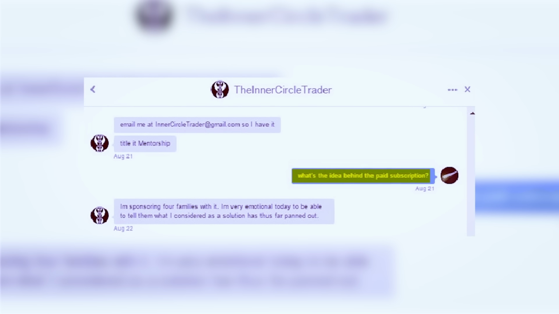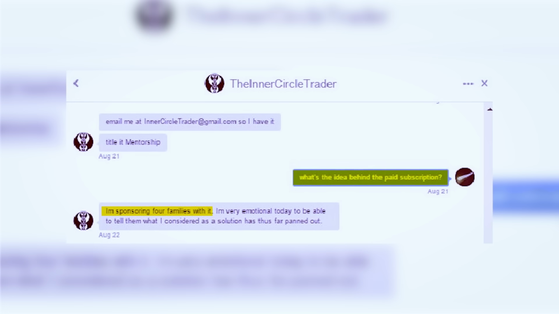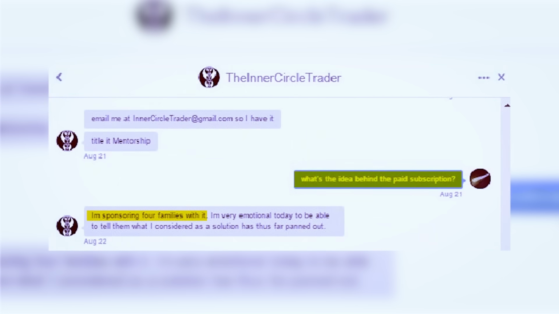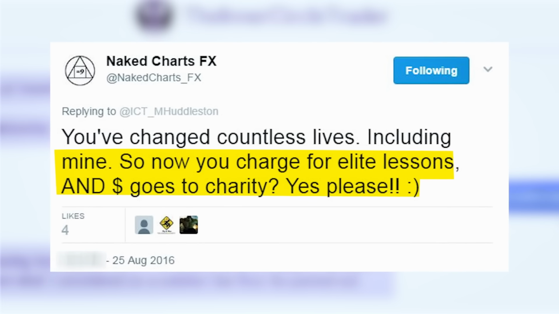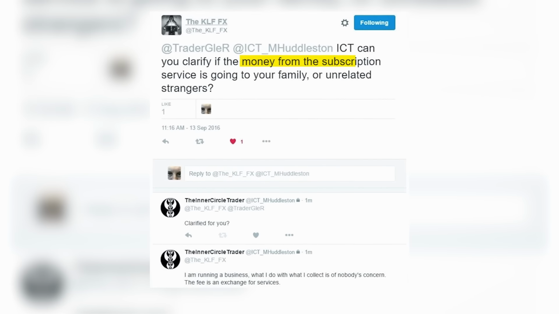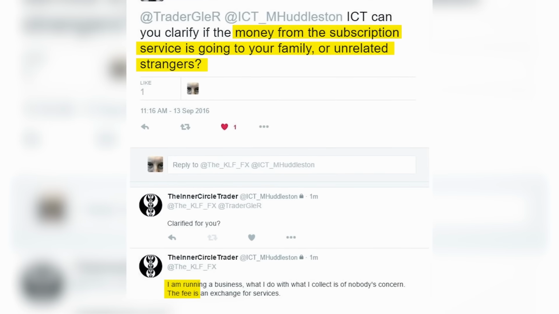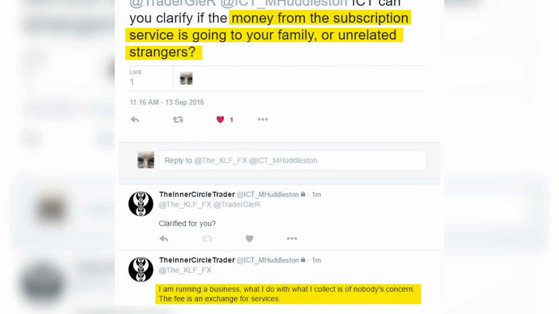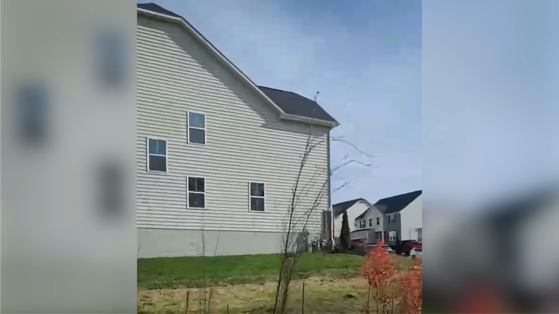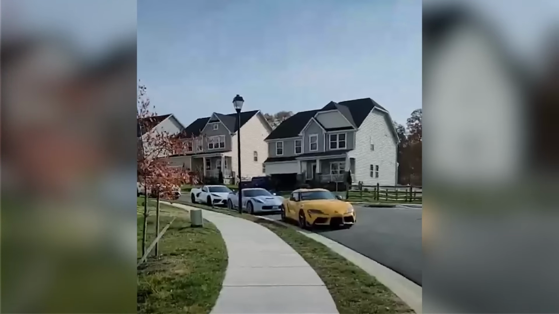The 2016 mentorship bore the banner of charity. Initially, Michael had announced plans to channel the proceeds from monthly subscriptions towards supporting 4 financially disadvantaged families, much to the delight of his followers. In a shocking pivot, however, Michael reneged on his promise, audaciously stating that he was running a business and how he used the money was of no concern to anyone else. He clarified that the subscription fee was strictly in exchange for services rendered. Unforgivable.